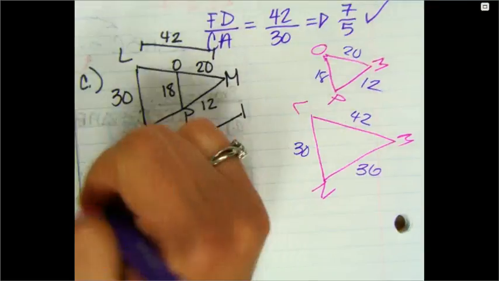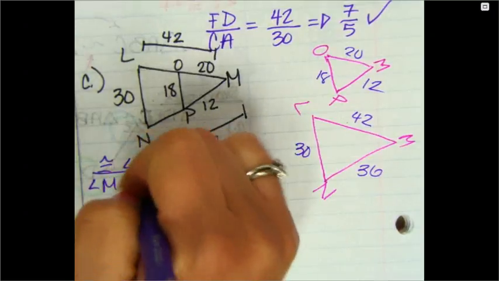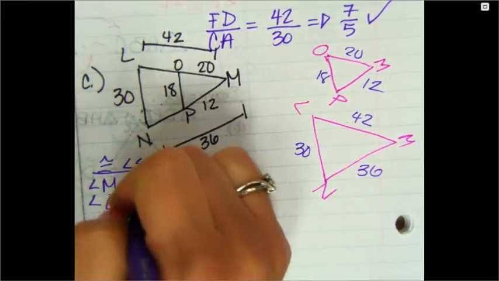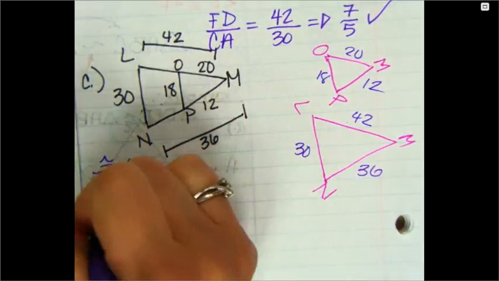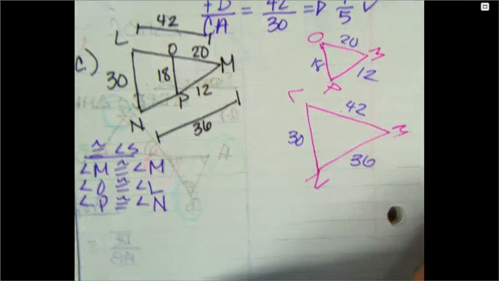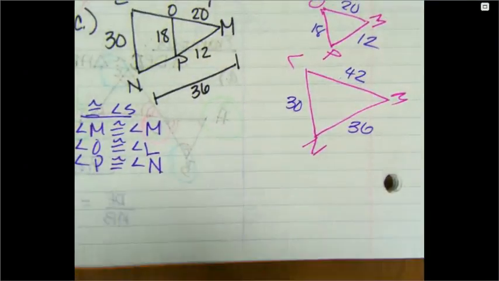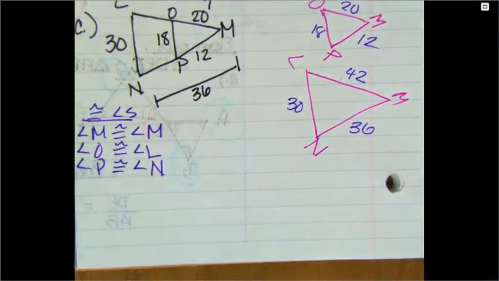All right, for congruent angles, I'm going to say that angle M is congruent to angle M. Angle O is congruent to angle L. And angle P is congruent to angle N. Okay, as long as yours are in some sort of order, you'll be fine. Now your sides. You must follow whatever order you said. This is the order you follow for your sides.